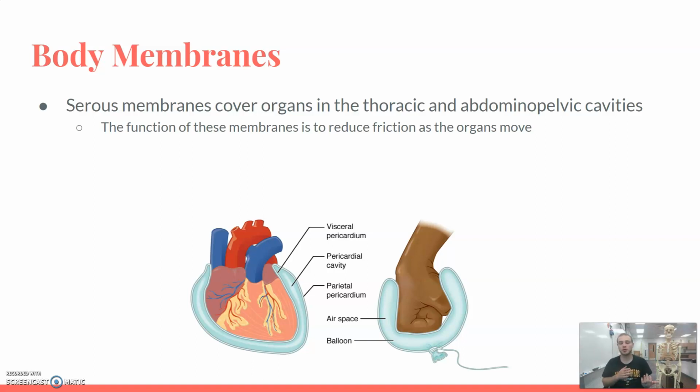So these serous membranes reduce that friction as these organs move to basically 0. I had one person tell me one time that it's basically the amount of friction that a bowling ball has on tile. It's almost impossible for that bowling ball to ever stop because there's so little friction on that tile.